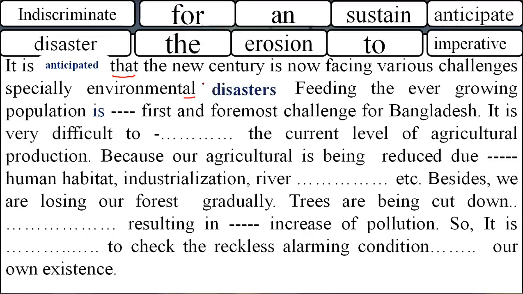Environmental disasters. Feeding the ever-growing population is the first and foremost challenge for Bangladesh. It's one and only challenge, which is most essential, feeding the ever-growing population. It is very difficult to sustain, infinitive sustain, টিকিয়ে রাখা, the current level of agricultural production, because our agricultural land is being reduced due to, a phrase, due to, owing to, because of, on account of, which means জন্যে or কারণে. Due to human habitat, industrialization, শিল্পায়ন, and river erosion, okay, etc.